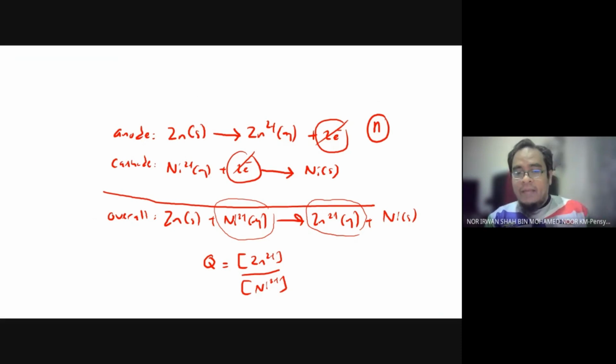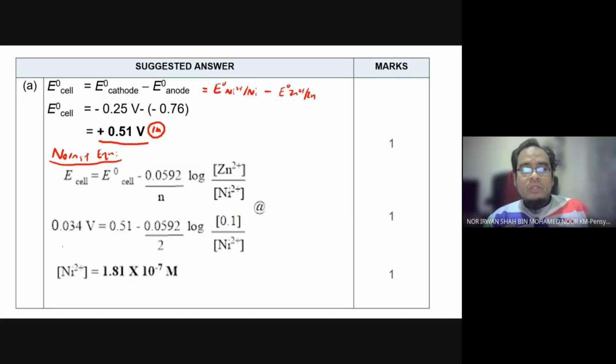Okay guys, so let's get back to the Nernst equation tadi. Okay, nampak tak guys? Jadi that's why E cell equals to E not cell minus 0.0592 over N times log concentration of zinc 2+ divide by concentration of nickel 2+. Okay, so ini dia punya general equation. Okay guys, so bila kita substitute the values, E cell ataupun cell potential dah already given dalam soalan. Kan dia dah bagi dah ni, 0.034 volt.